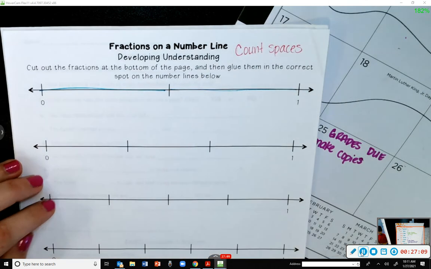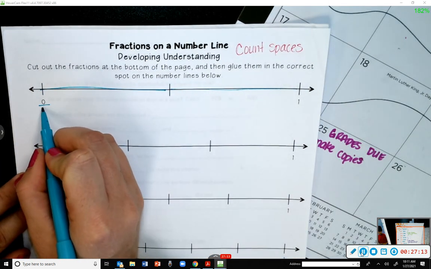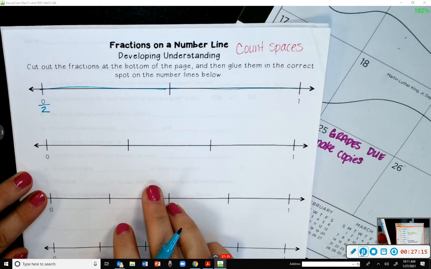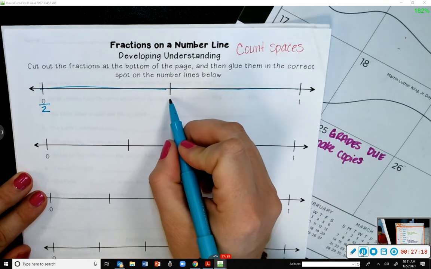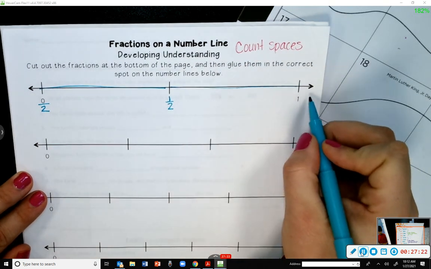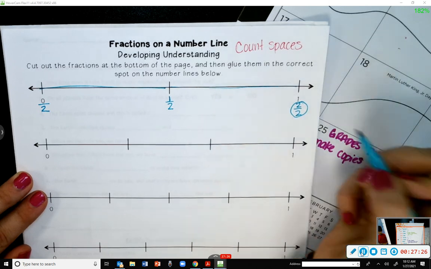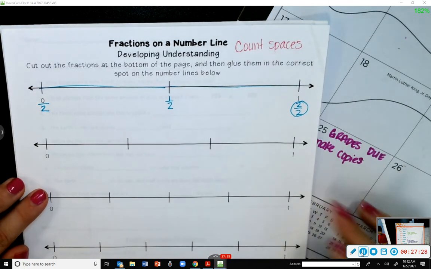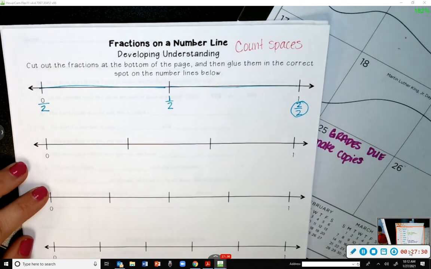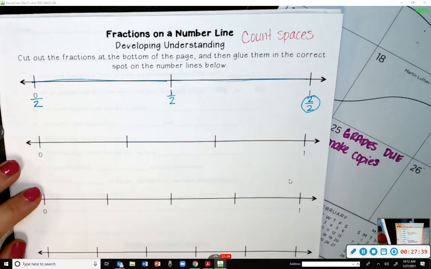So what would my denominator be? 2. So this is going to be 0 halves. What would come here? 1/2. And this is 1 whole, or you could also put 2 halves. Because they're equal, right? 2 halves equals 1 whole. Any questions on that? Does that make sense? Okay. Now let's go to the next one.